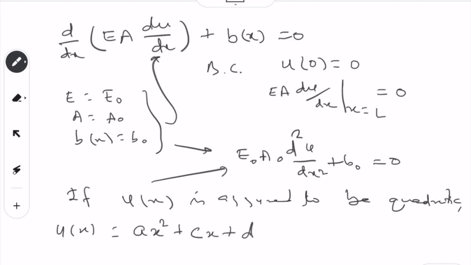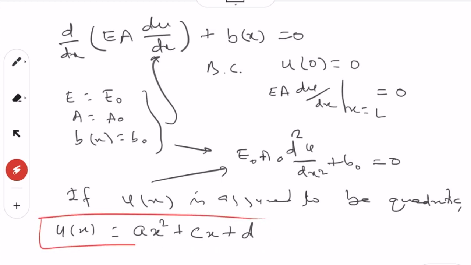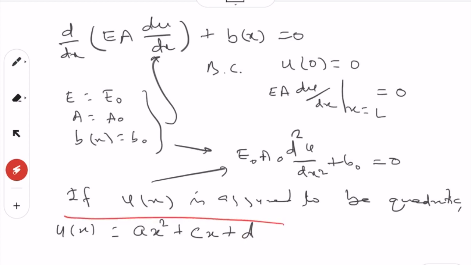Okay. If we had assumed u x like this one, then we can find out a, c and d. How? You first put this in this equation, and then we find the double derivative of u, which is 2a. So this will be 2a E naught A naught plus B naught equal to 0, and you can find that a will be equal to minus B naught over 2 E naught A naught. So you can directly find it out.